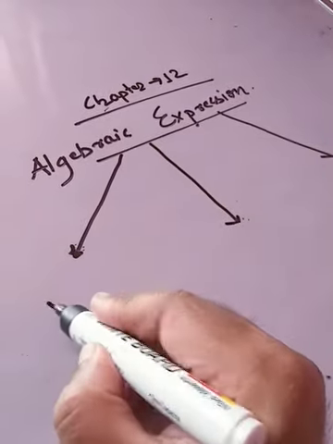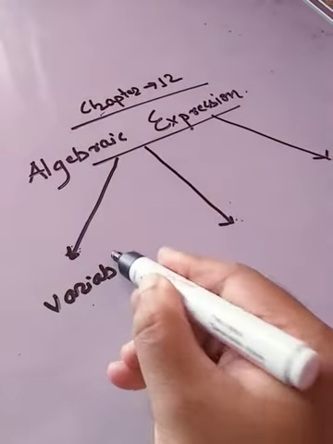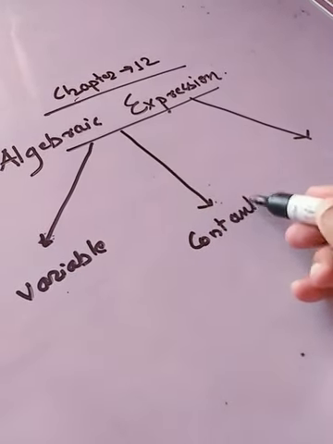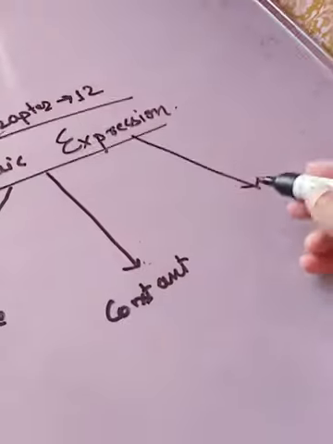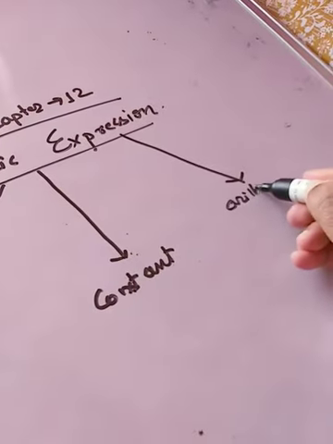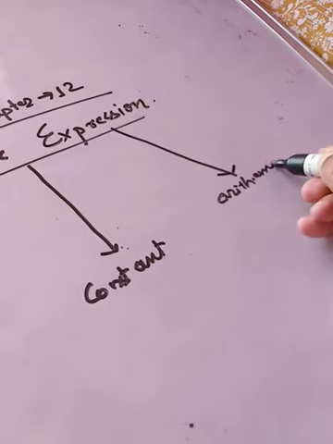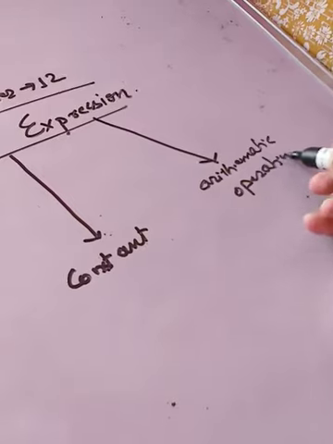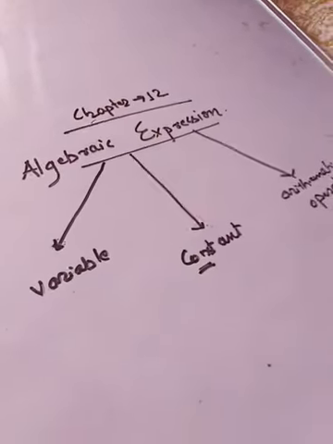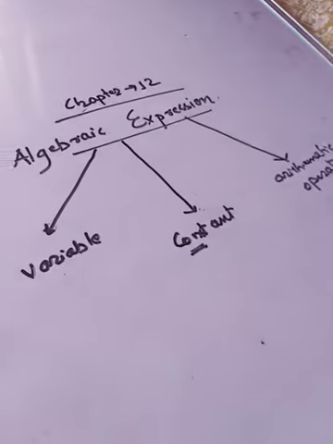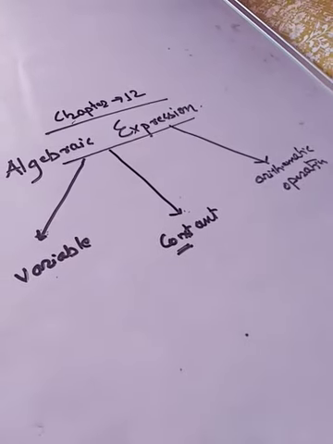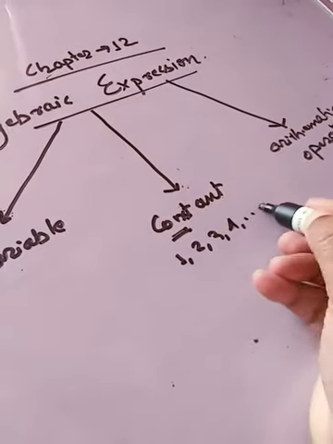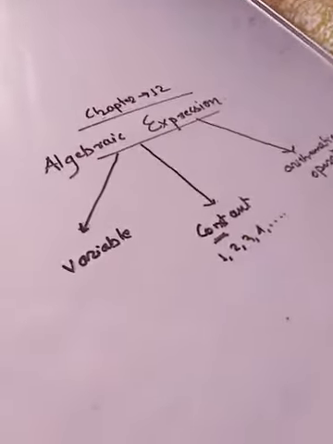That is variable, constant term, and arithmetic operations. Now let's begin with the constant term. All the numerical values, all the numbers will be considered as a constant term because it does not change. As 1, 2, 3, 4, all the numbers will be considered as constant terms.